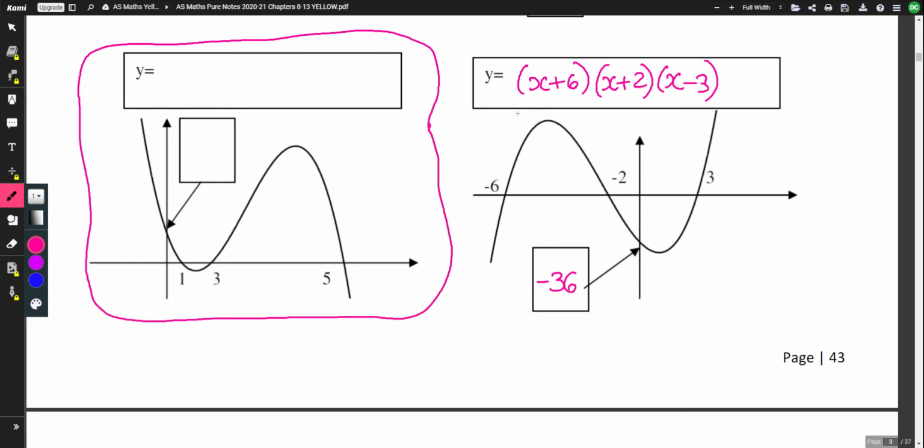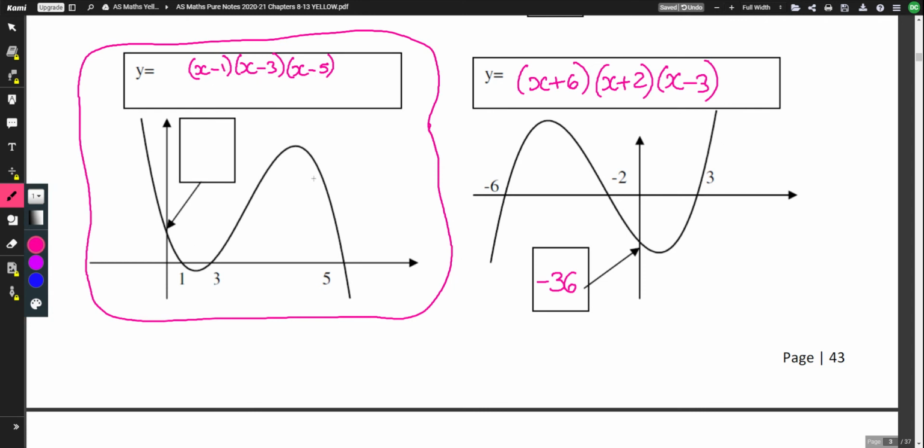Just by looking at the graph, it is possible to work backwards and figure out its equation from there. So here we have it crossing the x-axis at 1 and 3 and 5. I'm just going to leave a little space after the equal sign here before my brackets. So if I had x take 1, x take 3 times x take 5, then that would pass through the x-axis at 1 and 3 and 5.